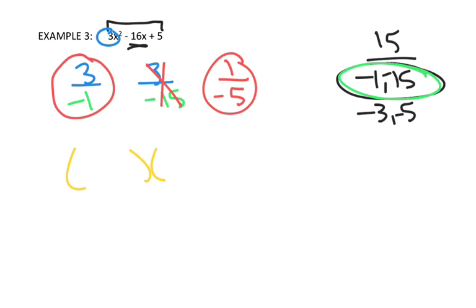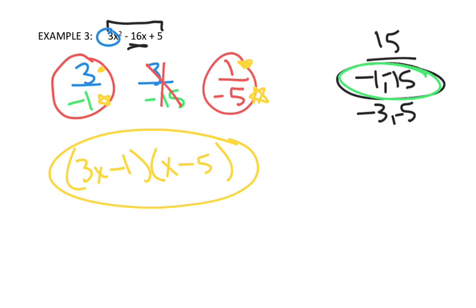Then we're going to make our two sets of parentheses. The numerator goes with your variable, and it's the first term, so 3x. Your denominator is your constant. Since that's negative 1 this time, we're going to say minus 1. Same thing for the second set. You're using the reduced one. So 1x. Your denominator is a negative, so minus 5. And there's our final answer.